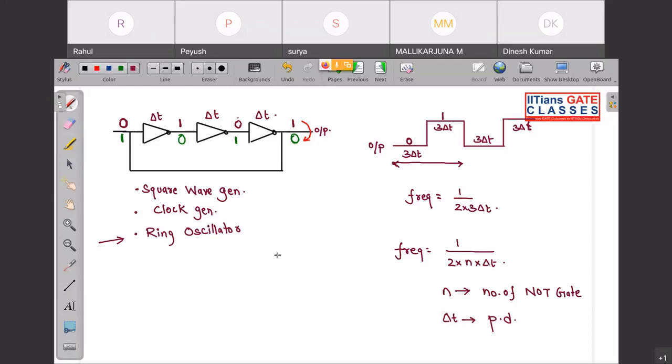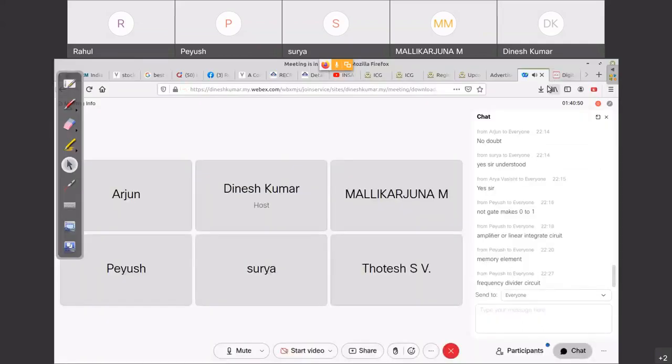If del t is in the range of microseconds, frequency will be in the range of megahertz. If del t is in the range of nanoseconds, it will be in the range of gigahertz. You can see this is a very high frequency circuit. The number of operations will also be more when you have very little delay time. Any doubts? Anyone want to ask something?